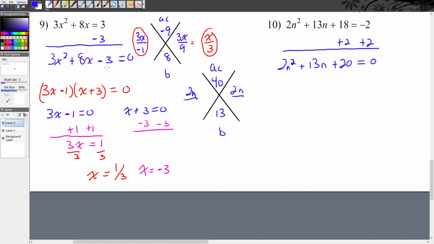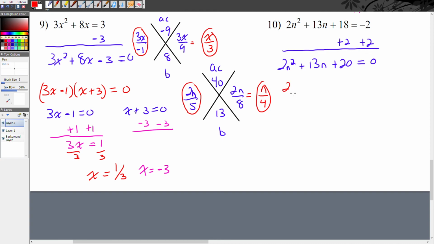All right. So now I have to think of two numbers that multiply together to make positive 40 and add together to make 13, and that would be 5 times 8. 5 times 8 is 40, and 5 plus 8 is 13. So put a 5 here and an 8 here. Over here, 2n over 5, that's already in simplest form. And here, 2n over 8, I could divide it by 2, and this gives me n over 4. So those are my two binomials.